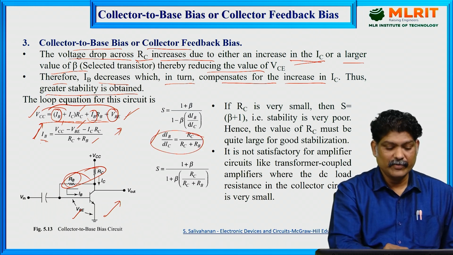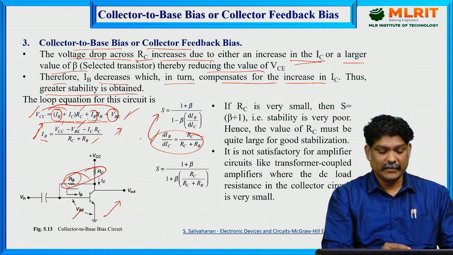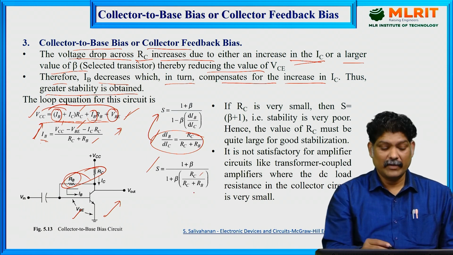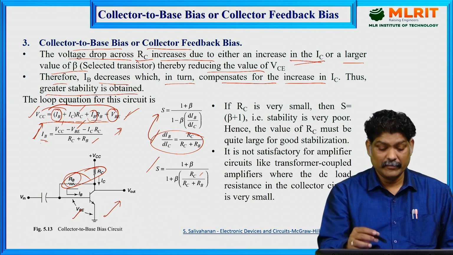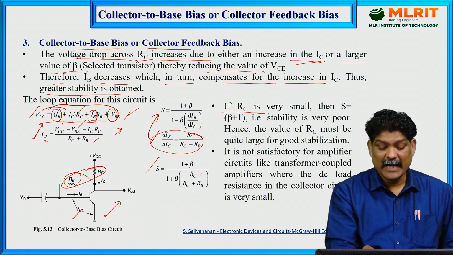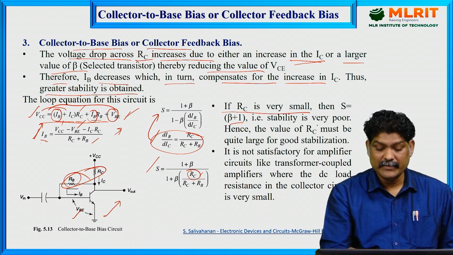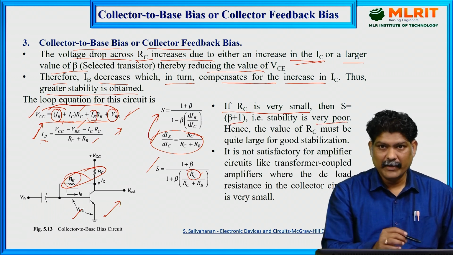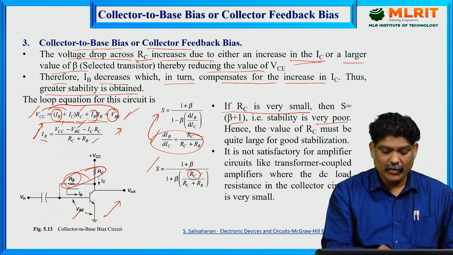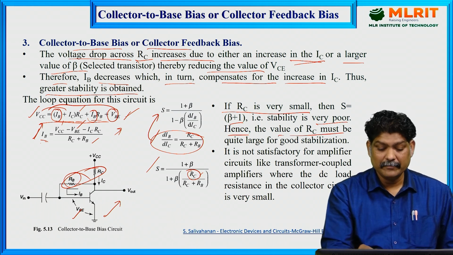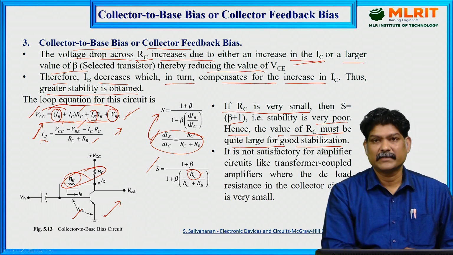Now if you substitute in the stability factor expression, we will get S equals 1 plus beta by 1 plus beta into RC by RC plus RB. One important point to note is that if RC is very small, then S is equal to 1 plus beta, and the stability is very poor. That means the stability factor depends on the collector resistor here. Hence the value of RC must be quite large for good stabilization.